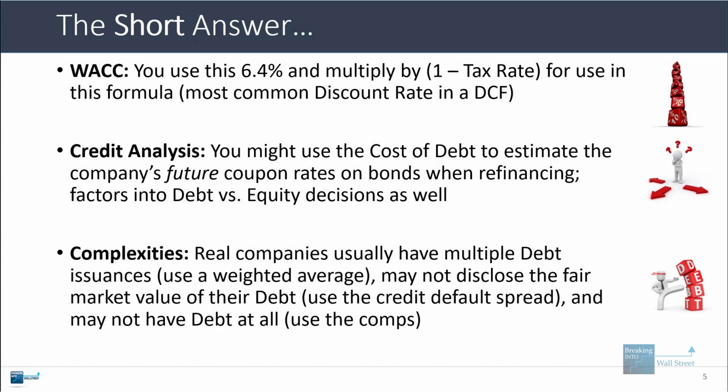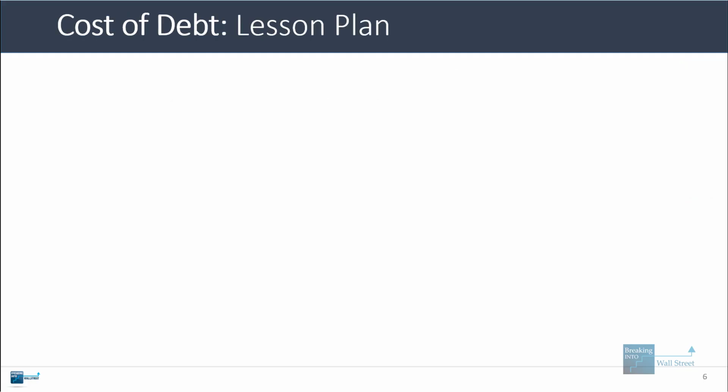Now, in real life, some complexities come up with the cost of debt calculation. Real companies usually have multiple debt issuances, so you have to use some type of weighted average. Real companies may not disclose the fair market value of their debt, so you may have to use the credit default spread in that case. And then some companies may not have debt at all, but you still need to calculate it for use in the WACC calculation, and in that case, you have to rely on the public comps instead. So we'll go through all those here.